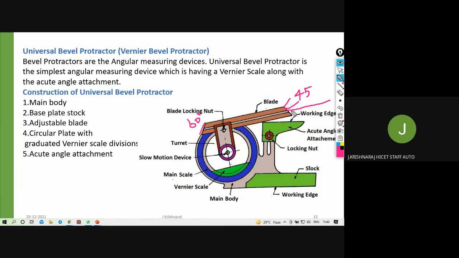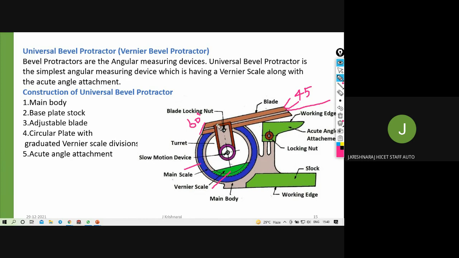Then this blade is attached with the circular component called a turret. On this turret, there is a main scale reading, shown in blue, as well as a vernier scale reading, shown in green. So this blade is attached with the turret, and on this turret it will have a main scale and vernier scale reading.